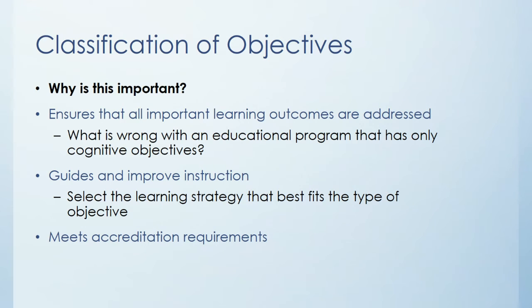So why is it important to have these classifications of domains? It ensures that all the important learning outcomes are addressed. So if you have an educational program that only has cognitive objectives, people might have the memory, they might be really good at taking tests and have the knowledge necessary, but they can't pipette, or they don't understand why it's important to follow HIPAA rules and not discuss patient information. So they need to have these other objectives to make sure that they're learning the psychomotor and affective domains.